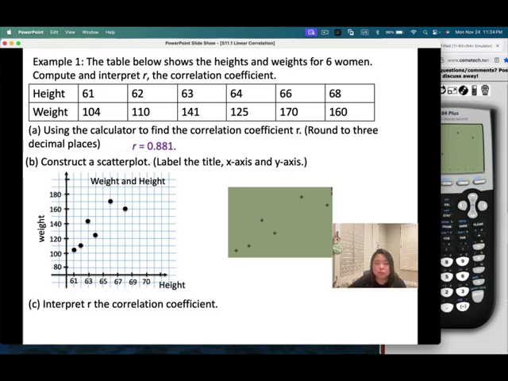Now we're going to interpret the correlation coefficient R. First, think about whether R is going to be positive or negative. It's increasing, going up, right? So that's positive. And then think about whether it's going to be strong or weak. This number 0.881 is close to 1. So we believe this is a strong, positive linear correlation.